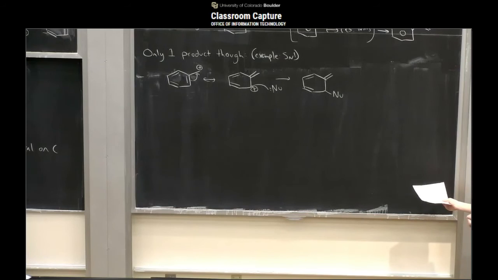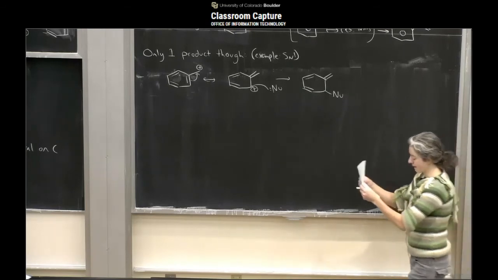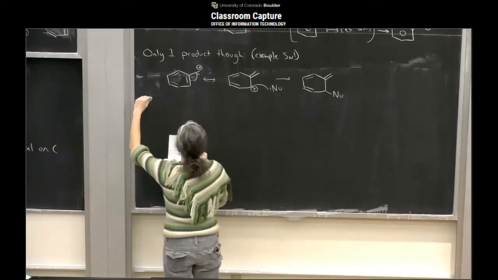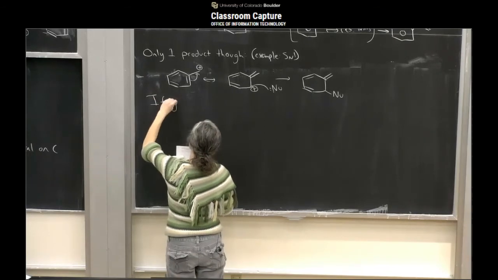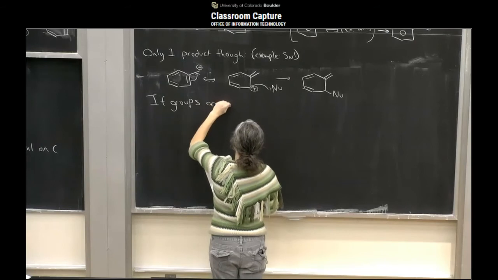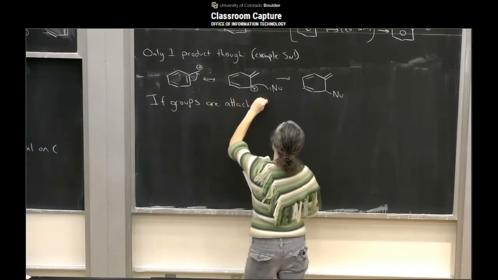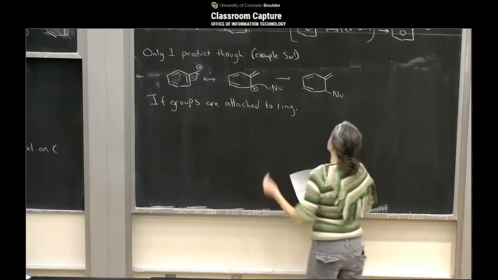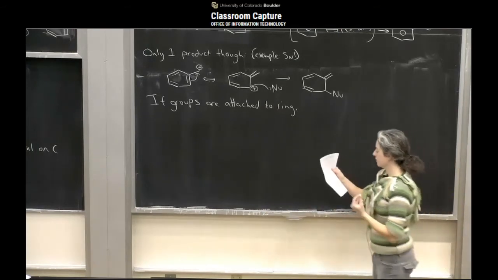So one other consequence of having all these resonance forms is that if you have the ring with any groups attached to it other than the benzylic carbon that we're doing this reaction at, then the resonance forms actually start to look even more similar to what we're doing during EAS reactions. So if other groups are attached to the ring, then more resonance forms might be possible.